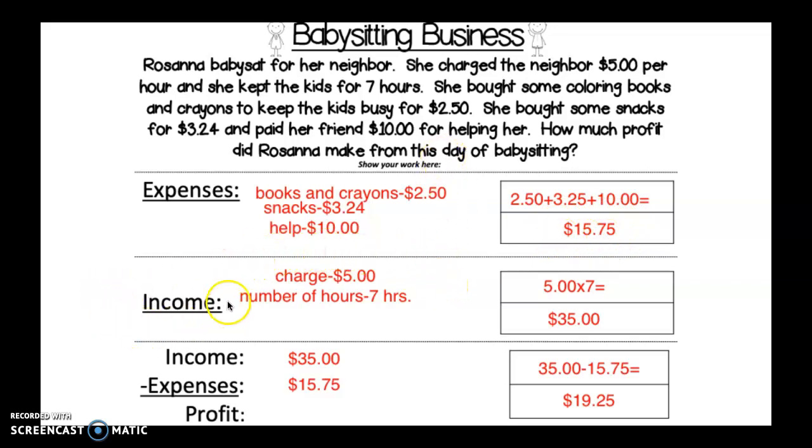So her income is what she's charging. So she charged $5 and it was for 7 hours. So we need to do $5 times 7 and it gives us $35.